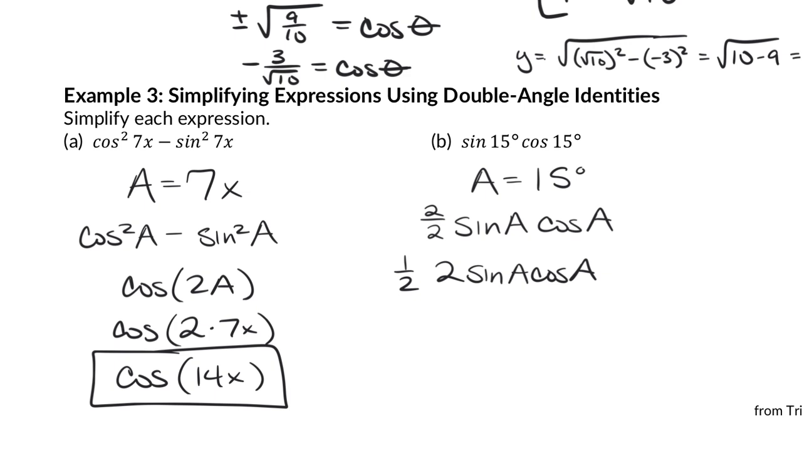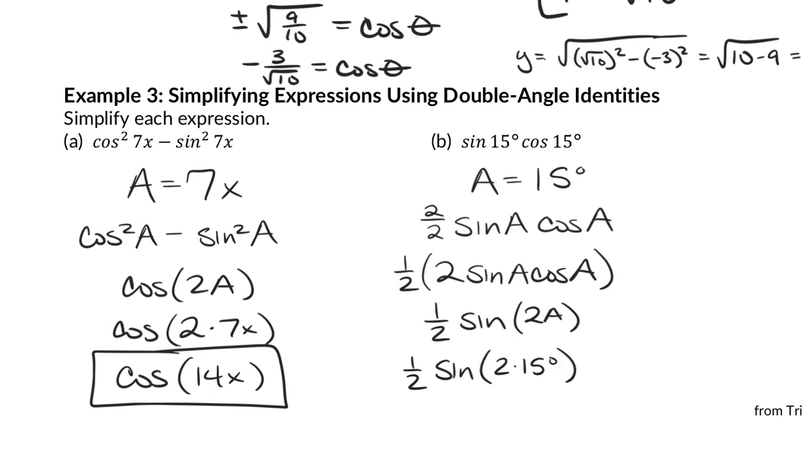Now this little middle part right here, I'm going to put it in parentheses just for good measure. Is that from my formula chart? Yeah, in my formula chart, that is 1/2 sine of 2 times A. Now that I've gotten it back, let's put the 15 degrees back in. This is going to be 1/2 sine of 2 times 15 degrees, which is 1/2 sine of 30 degrees.